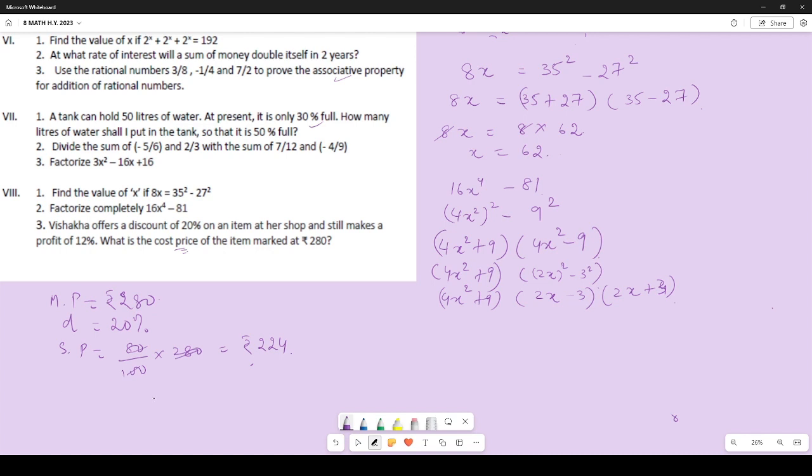So this selling price is still with a profit of 12%. So let us move on to the formula for finding out the cost price. So CP is equal to 100 by 100 plus profit percent into selling price. That makes it 100 by 112 into 224. So straight up you get the answer as rupees 200.